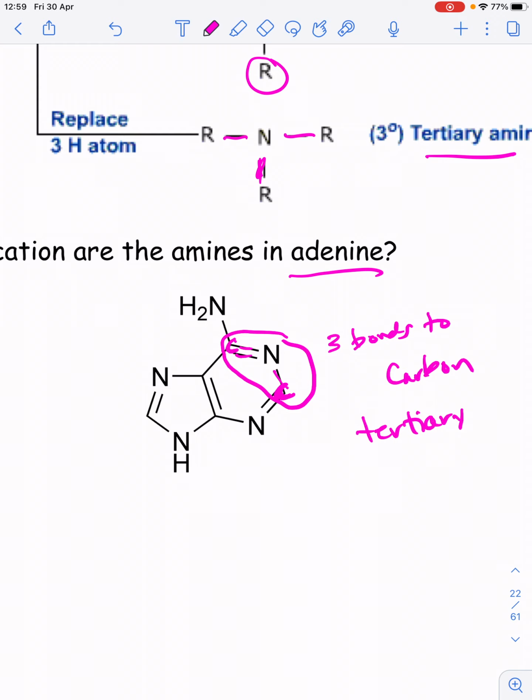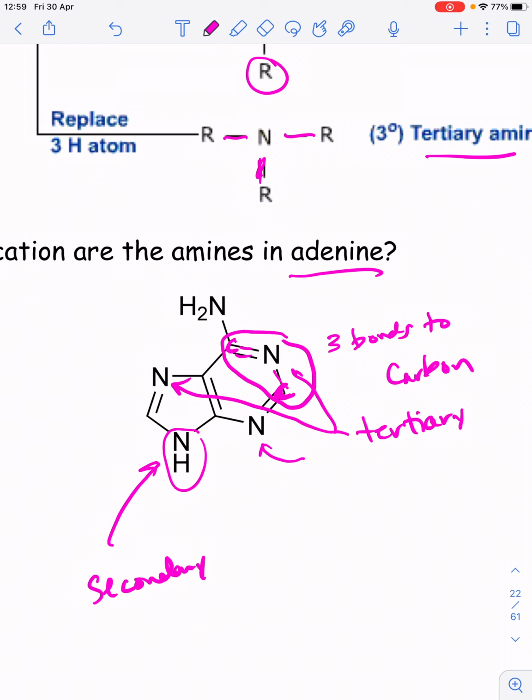So these 2 are both tertiary, and actually this one over here is also tertiary, whereas this one is secondary. That N is attached to an H, but also to a carbon here and to a carbon there with single bonds. So 2 carbons, single bonded, secondary. And this N just has a single bond to 1 carbon, and it has 2 H's. So this amine up here is primary.